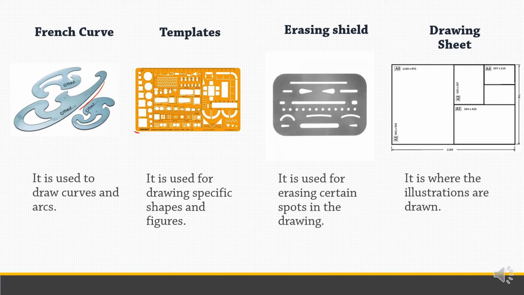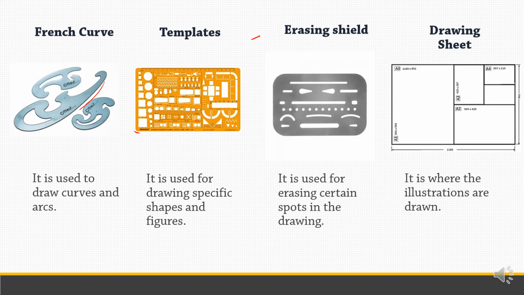The erasing shield is used for erasing certain spots in the drawing while protecting the rest of the drawing. Say you made a mistake on a line, usually when you erase it, the adjacent lines will be damaged, but using an erasing shield, you just place it on the spot you want to erase, then use the eraser, and it is erased.